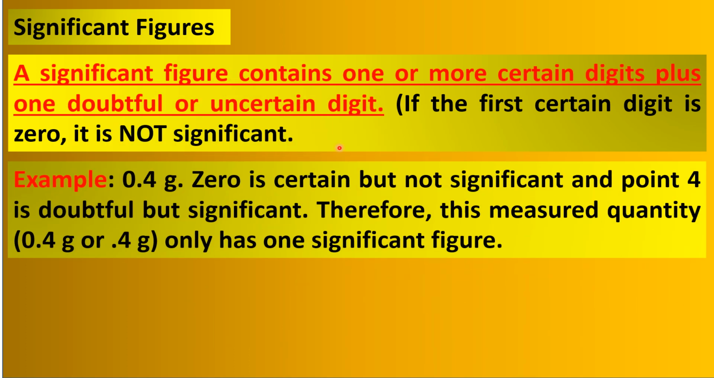As an example, 0.4 grams. In this measurement, the 0 is certain but not significant, and the 0.4 is doubtful but significant. Therefore, this measured quantity, 0.4 grams, only has one significant figure.